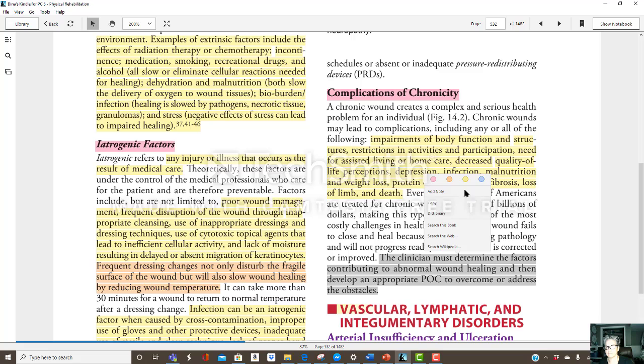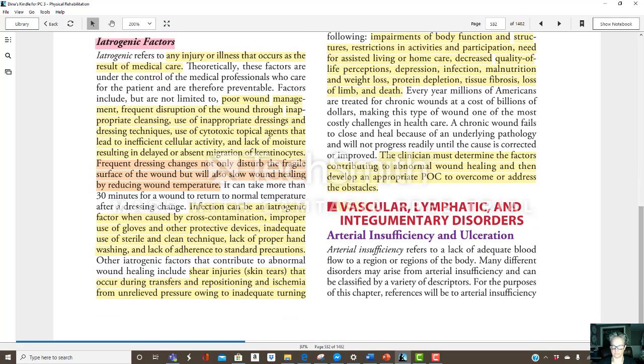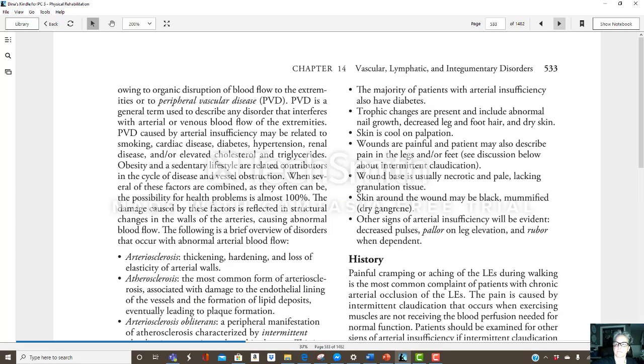Vascular, lymphatic, and integumentary disorders. Arterial insufficiency and ulceration. Arterial insufficiency refers to a lack of adequate blood flow to a region or regions of the body. Many different disorders may arise from arterial insufficiency and can be classified by a variety of descriptors. For the purposes of this chapter, references will be to arterial insufficiency owing to organic disruption of blood flow to the extremities or to peripheral vascular disease.